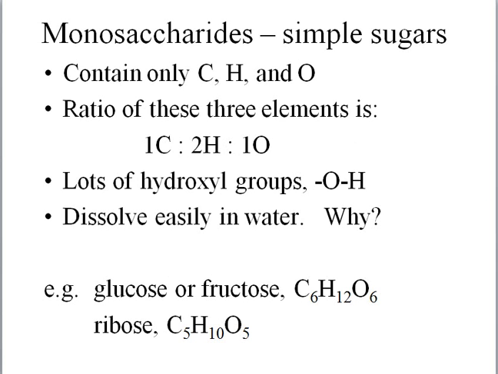Back to carbohydrates. Remember, all carbohydrates that we'll discuss contain only the elements carbon, hydrogen, and oxygen. In simple sugars, these three elements are present in a ratio of 1 carbon to 2 hydrogens to 1 oxygen. For example, glucose, a very common simple sugar, has 6 carbons, 12 hydrogens, and 6 oxygen atoms. Another characteristic to look for in monosaccharides is lots of hydroxyl groups. Why do these simple sugars dissolve readily in water? I'll ask you that question again in class. You've been warned.